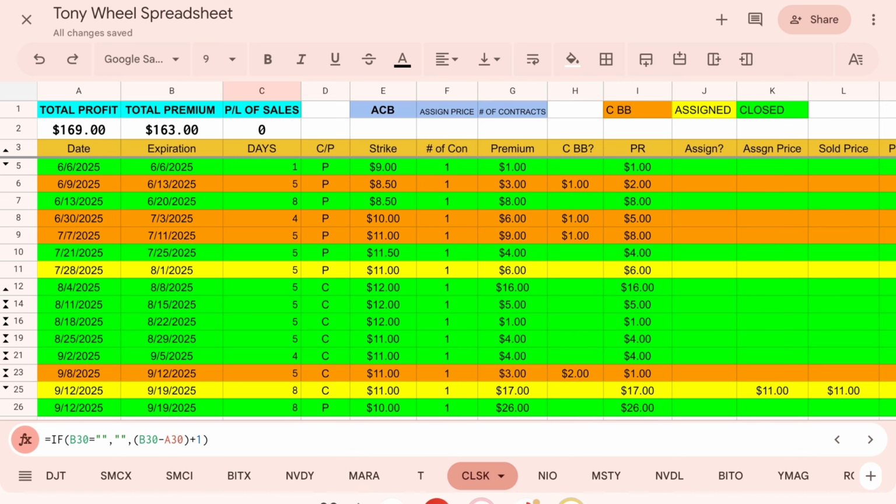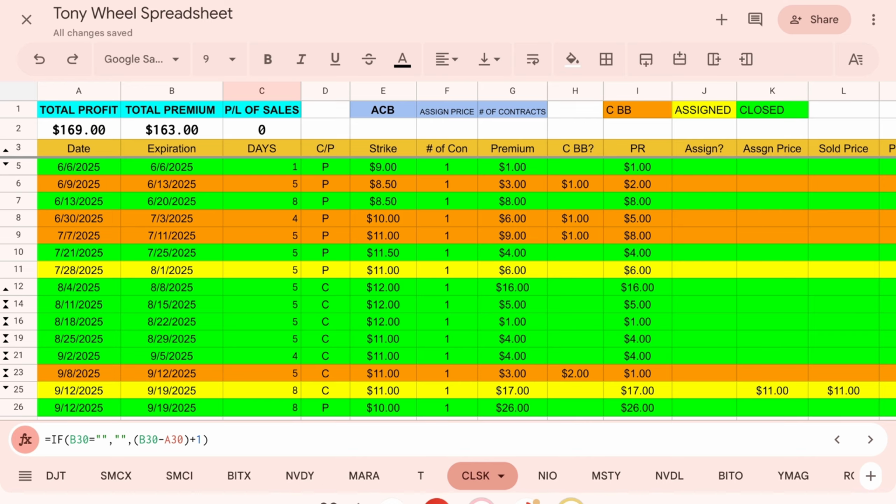But for the example here, the first one I sold was on 6/6. And you go over and you'll see the strike price I sold it at was $9. All right? And we got premium for that. Now, if you look at 6/13, we sold an 8-day for $8.50. That was the strike price.